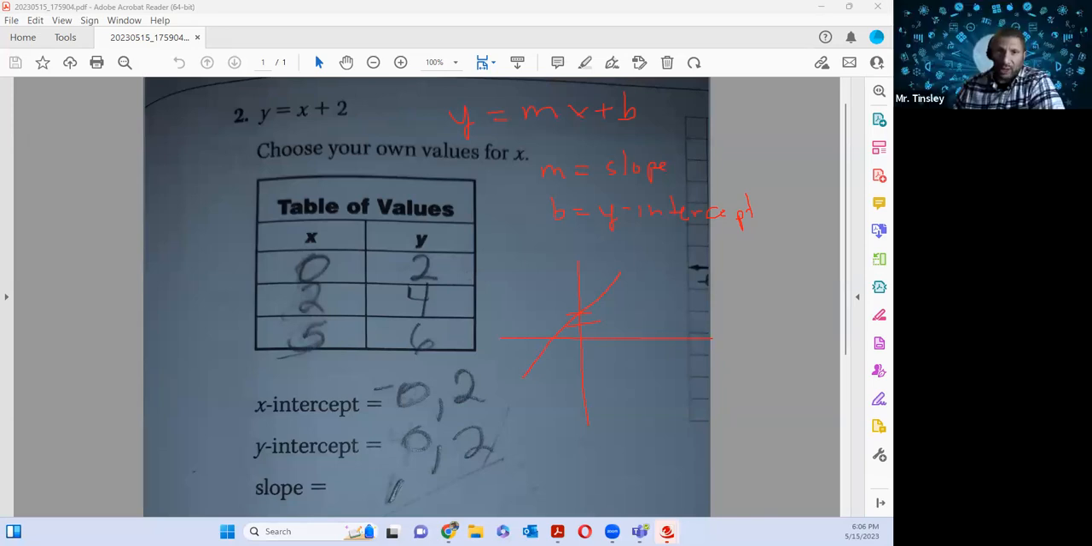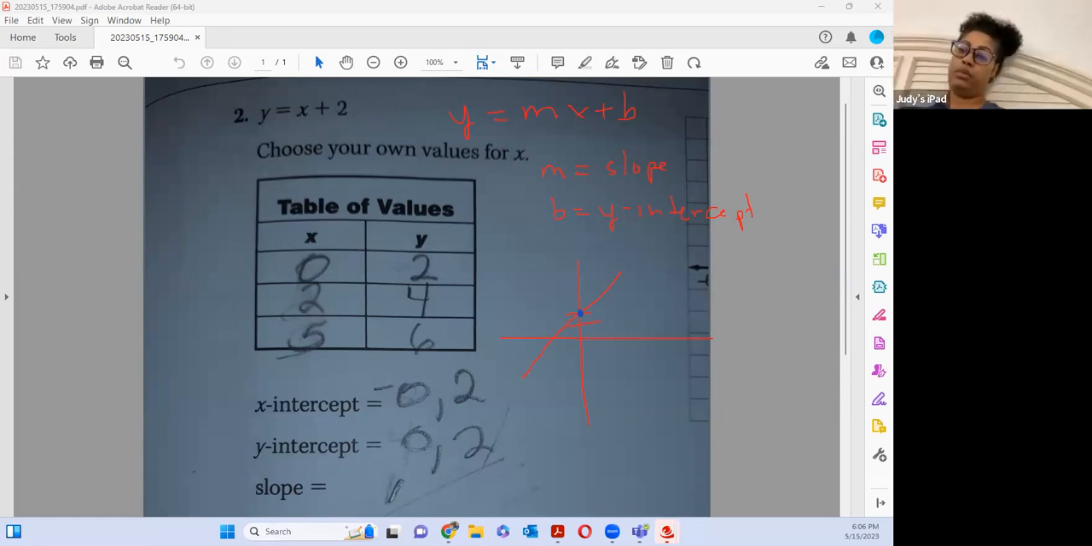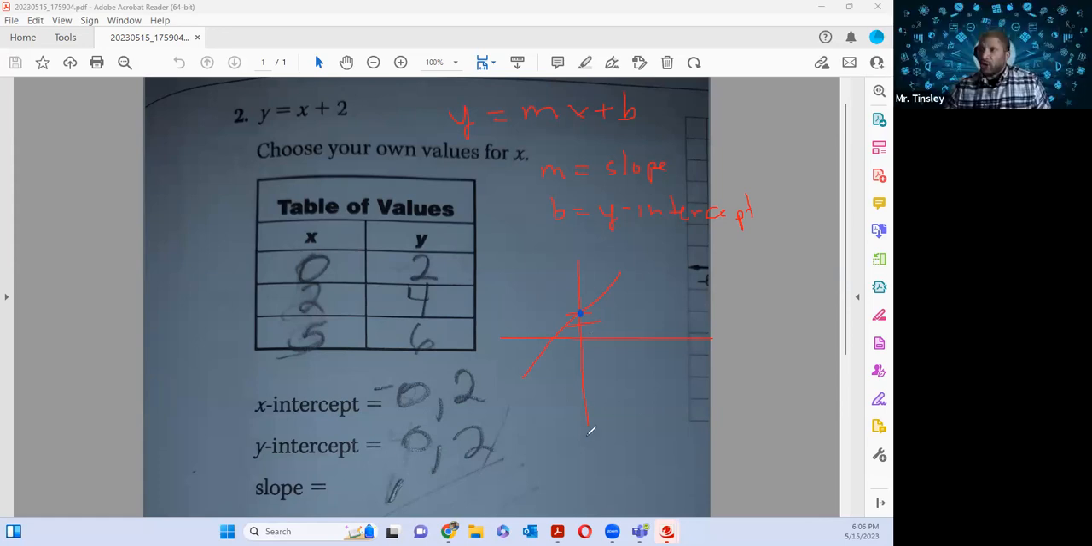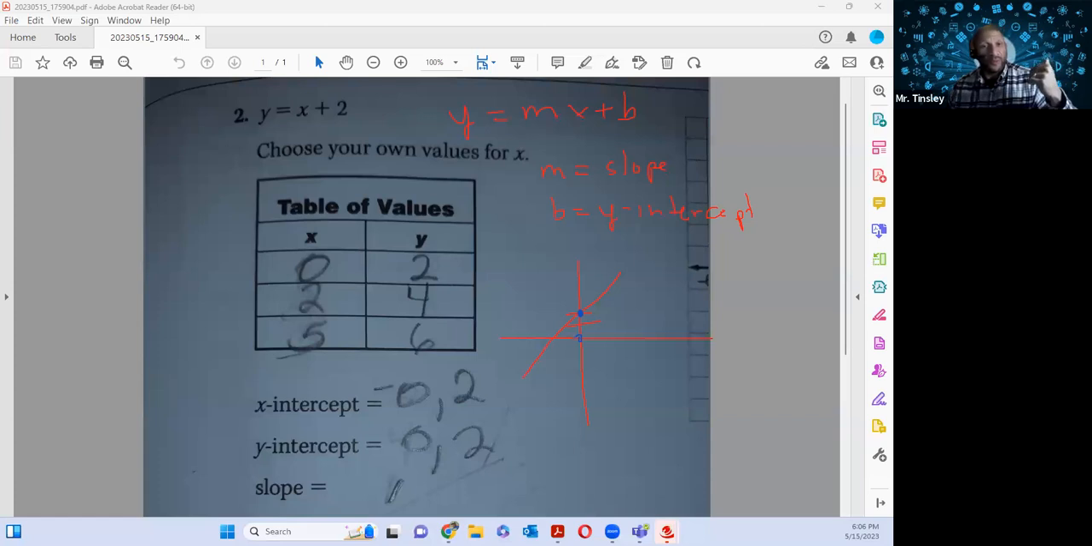Let me change the color a little bit. Let me get a dot. It crosses the y-axis right there. Everybody understand that? But if you understand that, you'll know that x is 0. So where the line crosses the y-axis is your y-intercept, but it's also where x is equal to 0.